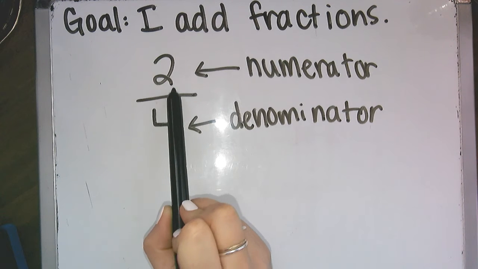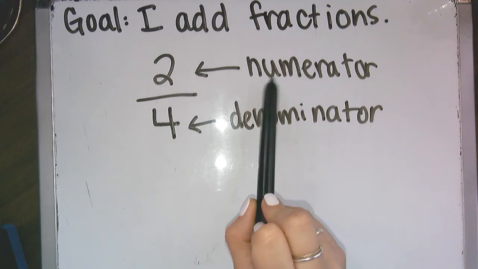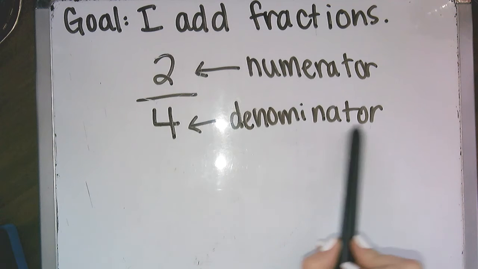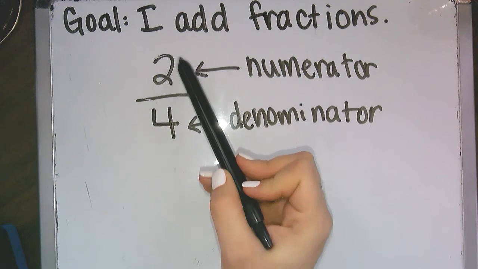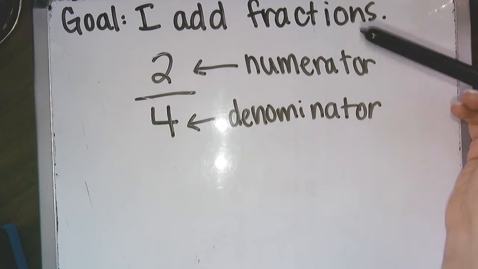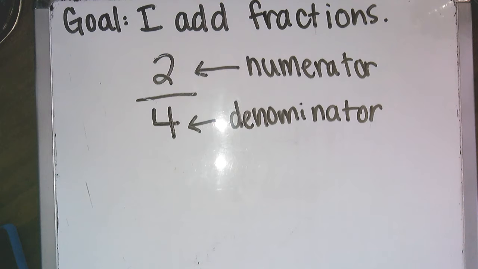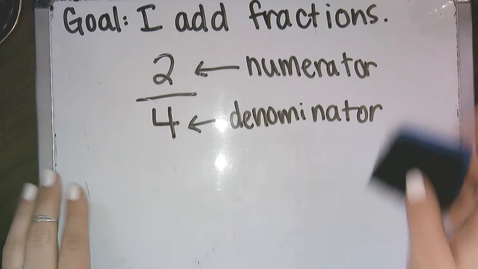And our top number, because we are mathematicians, we call this our numerator. So the numerator is the number on the top part of the fraction. And the denominator is our bottom number. So we would say this number as 2/4. So we would say our numerator and then our denominator. So when we add fractions, it's very important that we think about our numerator and denominator.